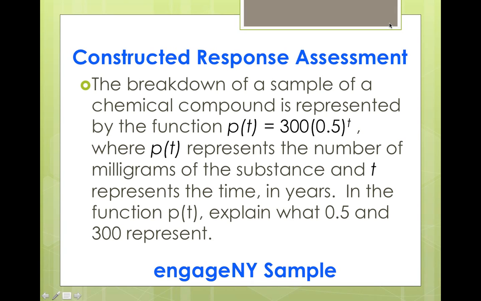Let's look at the assessment item for today. It says the breakdown of a sample of a chemical compound is represented by the function P of T equal to 300 times 0.5 to the T power, where P of T represents the number of milligrams of the substance and T represents the time in years. In the function P of T, explain what 0.5 and 300 represent.